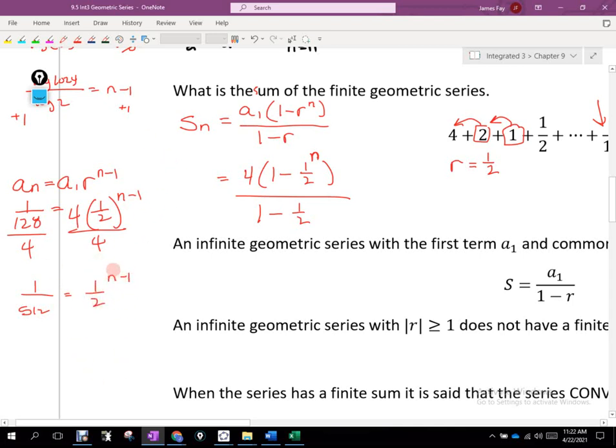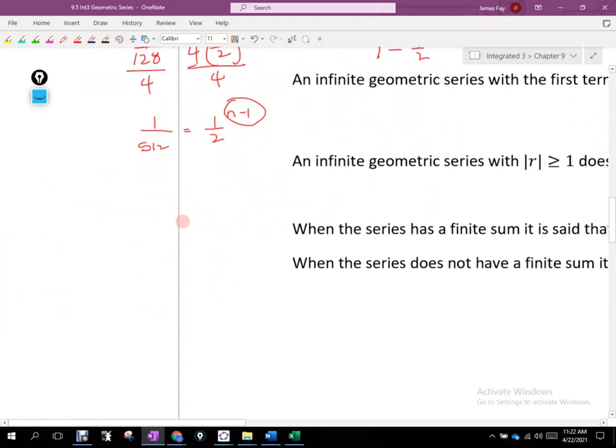Just like the last question, how do I get that n minus 1 out front? How do I get that out of the exponent? Can I use logarithm? I go log of the left side, so log of 1 over 512, and then take the log of the right side, so it'd be log of 1/2 to the n minus 1. But then we know that that n minus 1 can come out front. And now we have this. And now, like the last example, we then divide by the log of 1/2.